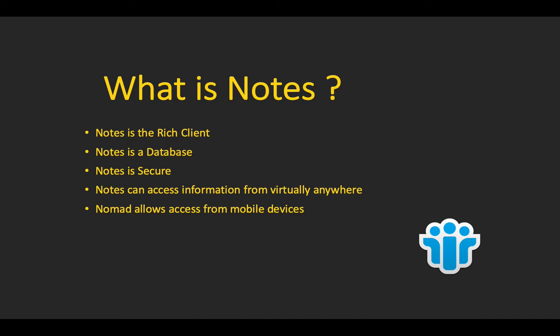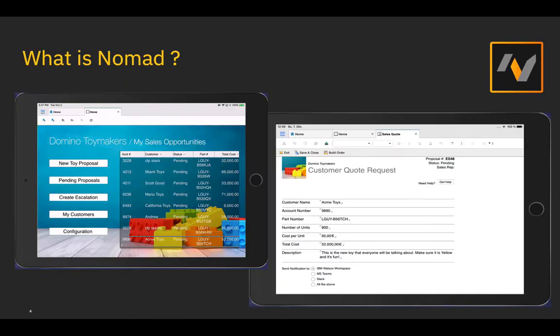And if I say from everywhere, well, you can use your browsers, you can use mobile clients, and you can use the rich clients. The Nomad client is there to allow access from mobile devices. So what is Nomad? I said it already: it's the mobile client so that you can use your existing Domino applications or new Domino applications, for instance on an iPad like you can see here, but you can also use it on your iPhone or on your Android phone.